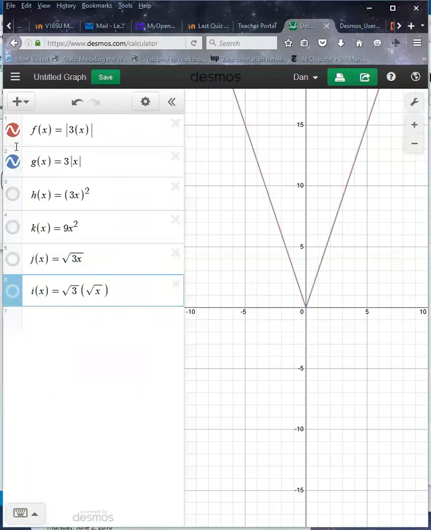Okay, so what did I do? How did I do this? Well, I can think of this as I took the absolute value of 3, which is just 3, and brought it outside, and then the x is still left inside. Okay, so that's for the absolute value.